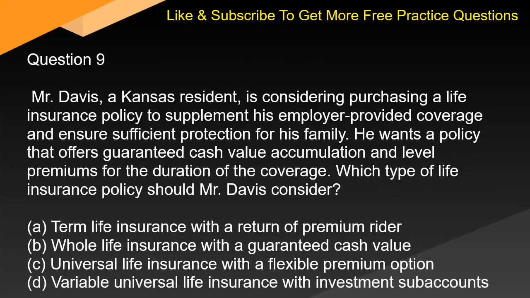Question 9. Mr. Davis, a Kansas resident, is considering purchasing a life insurance policy to supplement his employer-provided coverage and ensure sufficient protection for his family. He wants a policy that offers guaranteed cash value accumulation and level premiums for the duration of the coverage. Which type of life insurance policy should Mr. Davis consider? A. Term life insurance with a return of premium rider. B. Whole life insurance with a guaranteed cash value. C. Universal life insurance with a flexible premium option. D. Variable universal life insurance with investment subaccounts.